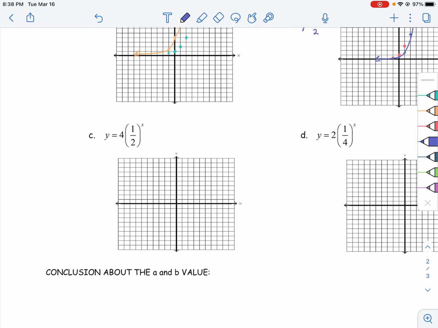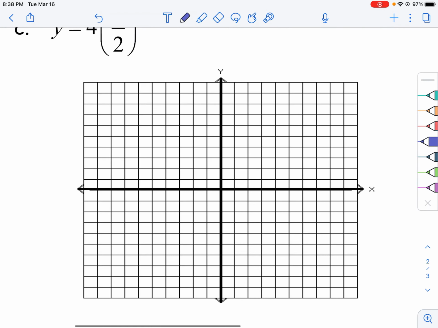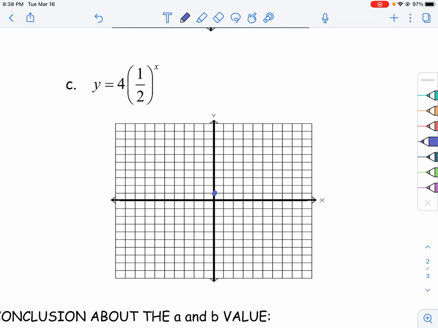All right, next up we have the 1/2. So at 0, it's always 1. Hopefully you're learning that at 0, it's always that value of 1 as long as there's no other transformations going on. At 1, we got 1/2. At 2, we got 1/4. At -1, we got +2. This is telling us to take all of these y values and multiply them by 4.